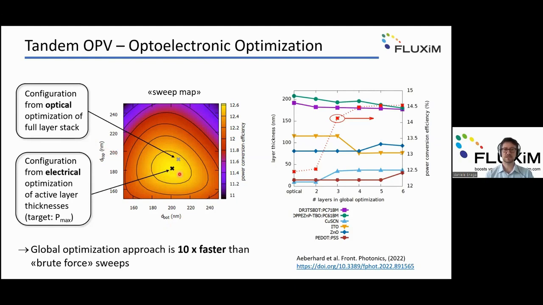Then I'm going to find a maximum of power conversion efficiency, either with a pure optical simulation or a combined electrical and optical simulation. The two maxima are different because the two simulations are, at the end of the day, different. These are organic solar cells.